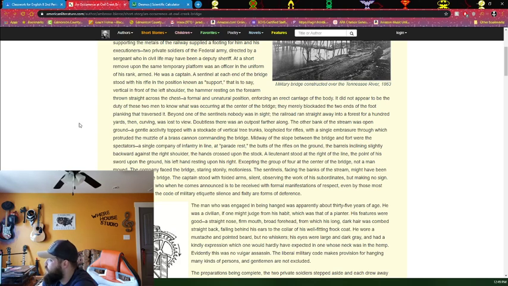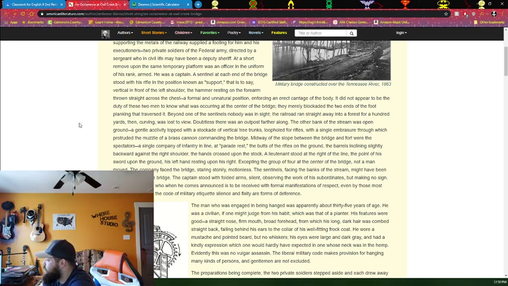A single company of infantry in line at parade rest, the butts of the rifles on the ground, the barrels inclining slightly backwards against the right shoulder, hands crossed upon the stock. A lieutenant stood at the right of the line, the point of his sword upon the ground, his left hand resting upon his right. Excepting the group of four at the center of the bridge, not a man moved. The company faced the bridge, staring stonily, motionless. The sentinels facing the banks of the stream might have been statues to adorn the bridge. The captain stood with folded arms, silent and observing the work of his subordinates, but making no sign.